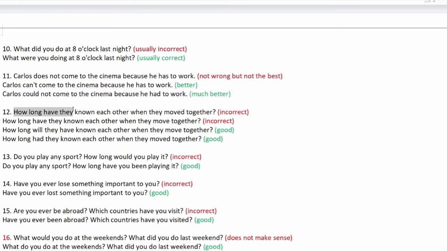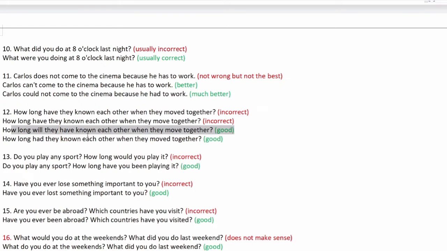Number 12, "how long have they known each other when they moved together?" Now that's just grammatically incorrect. How long have they known each other when they move in together? Again, same problem. How long will they have known each other when they move together? So that's in the future. Have they moved together? No, not yet, but they will in the future.